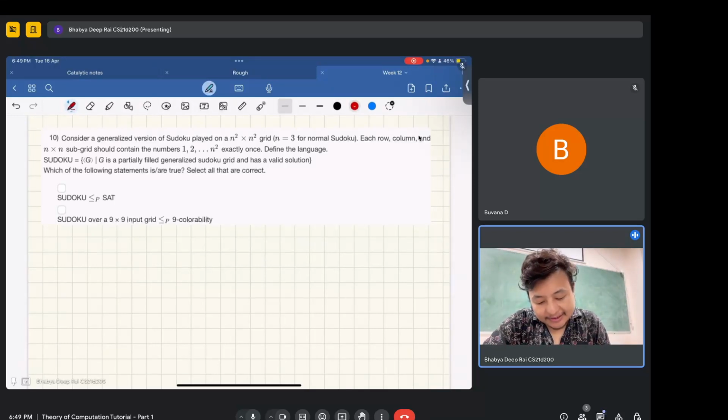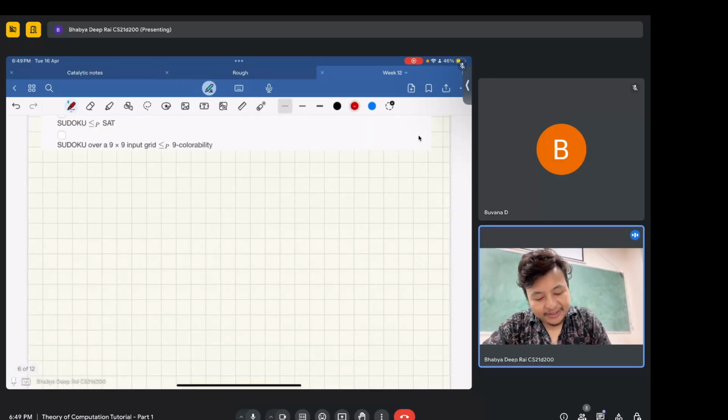The question said, consider a generalized version of Sudoku played on n square by n square grid. Each row, column, and n cross n subgrid should contain the numbers 1, 2 till n square exactly once. What is Sudoku? You might have seen it. It looks something like this.